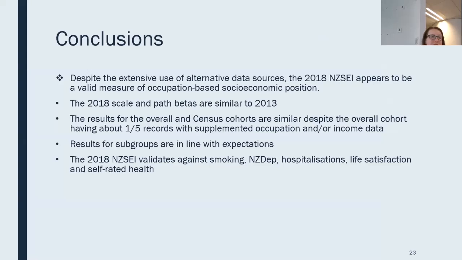So these analyses suggest that the 2018 NZSEI is performing reasonably well, despite the differences between the 2018 and earlier censuses. The NZSEI appears to validate well against the outcomes examined. The betas for the path model, ordering of scores, and patterns by subgroups are consistent with results for the 2013 NZSEI. Analyses by data sources suggest that while there are substantial differences between the composition of the census and alternative data sources cohorts, socioeconomic relationships are fairly similar, although by no means the same for both cohorts, including when split into level 1 ethnic groups.